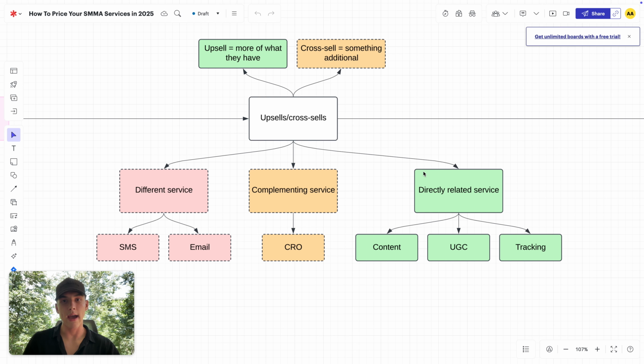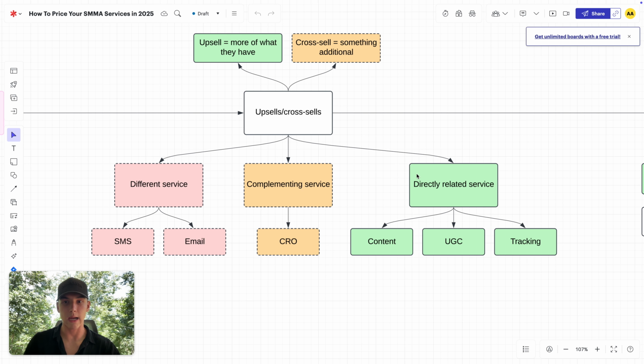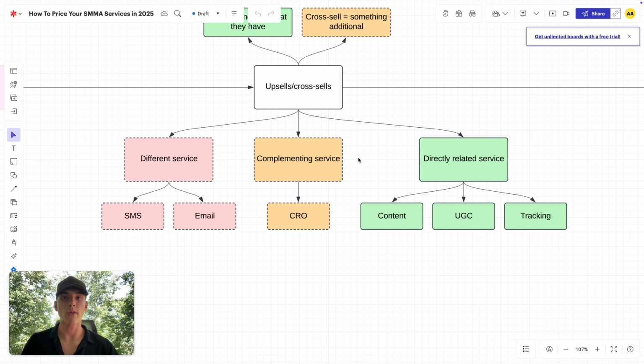Don't try to have this full stack agency that offers absolutely everything. So let's say you are running a paid ads agency. A complementing service in this case could, for example, be CRO, so conversion rate optimization. You generate them traffic and then you help them with actually converting that traffic. That is a very complementing service, but again, it is something kind of additional, so it requires more input from you. It requires you to hire more team members down the line.